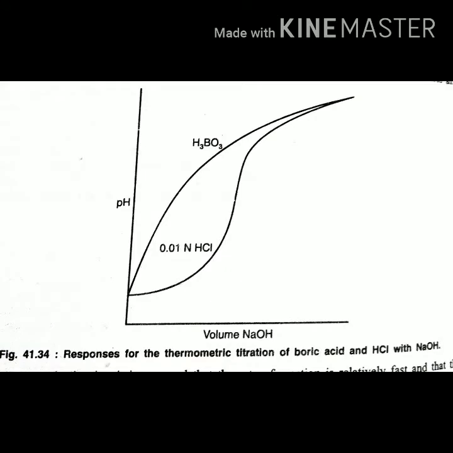For the curves of boric acid and NaOH, in general indicator titration and in potentiometric titration, the results are not very accurate compared to thermometric titration. In thermometric titrations, the result for weak acid and strong base is known very accurately.